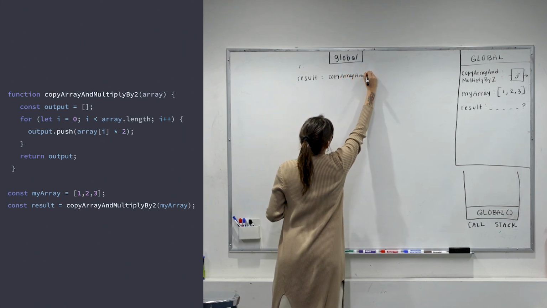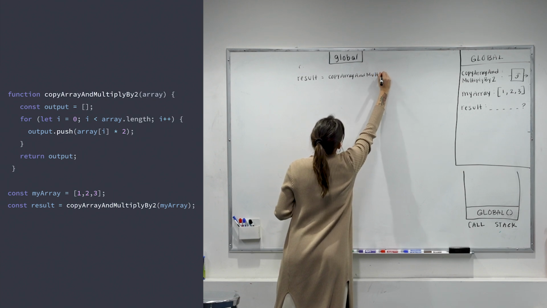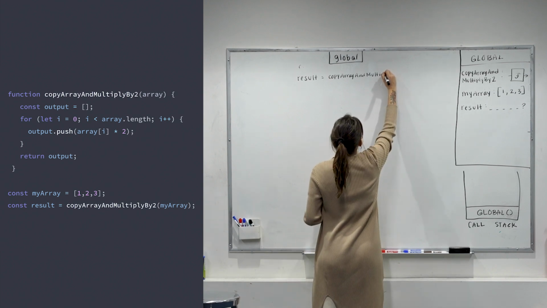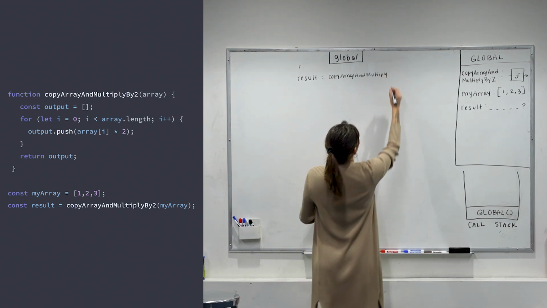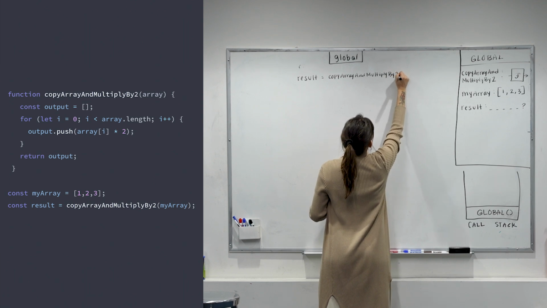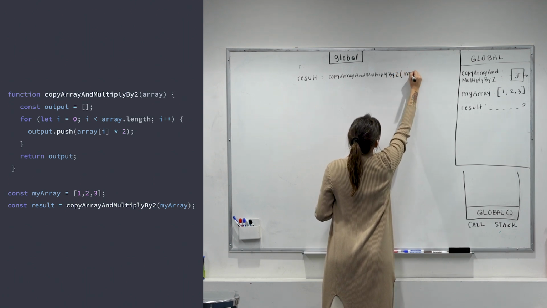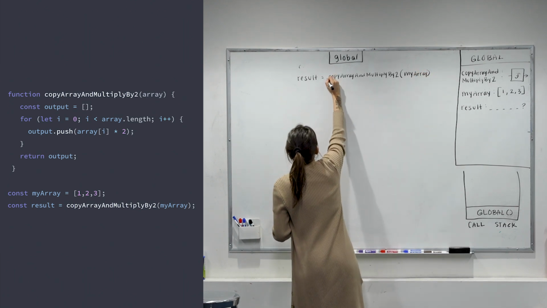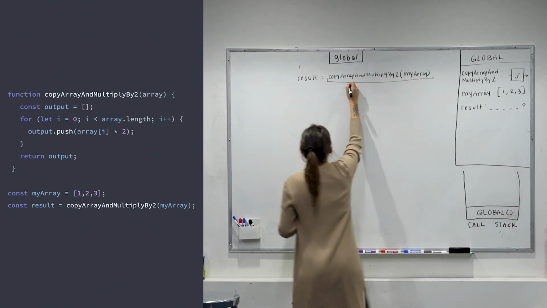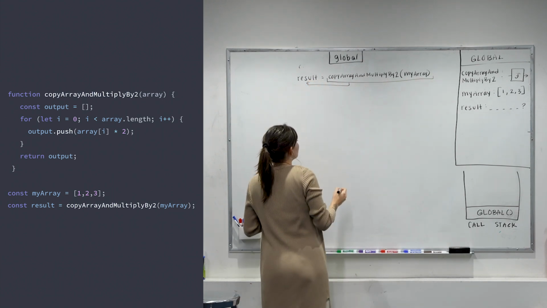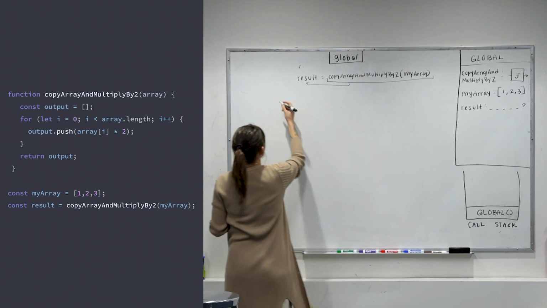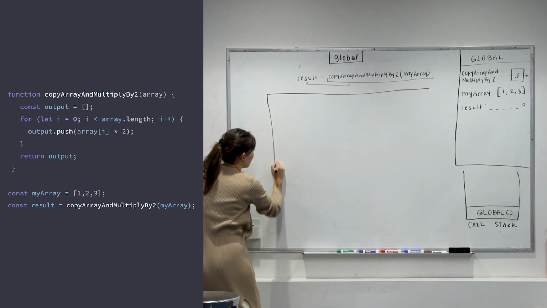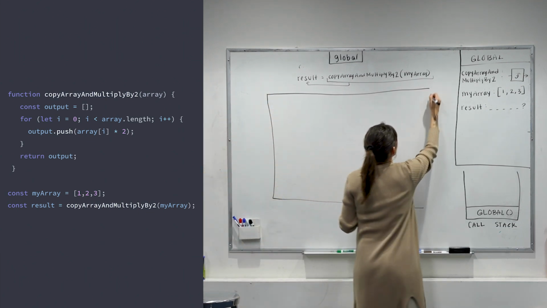Y'all, this is a lesson. When you're naming your functions, please don't name them something like this. It is so long. copyArrayAndMultiplyBy2. And we're passing in myArray. All right. Taylor, we are invoking this function. What do we got to do? Because we are invoking it, in parentheses, we're going to open up a local execution context. Let's make this one really big. All right, one more thing we got to do.